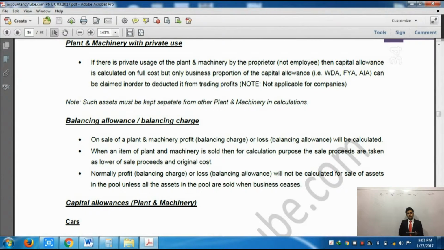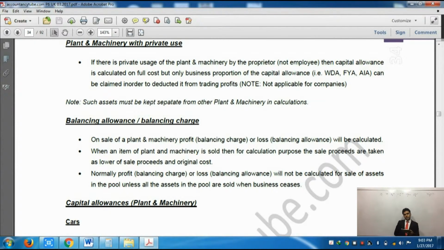When it is private use by the employee, it will not be considered private use, because it is not his own business. Even if he is using it privately, it will be an expense. Whereas if the owner of the business takes something or uses something for private use, that will be considered private use. And in the note it says in brackets, not applicable for companies.